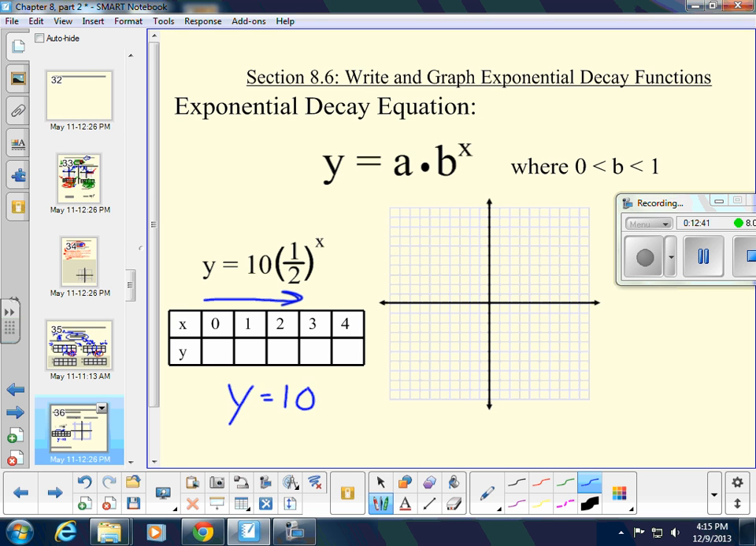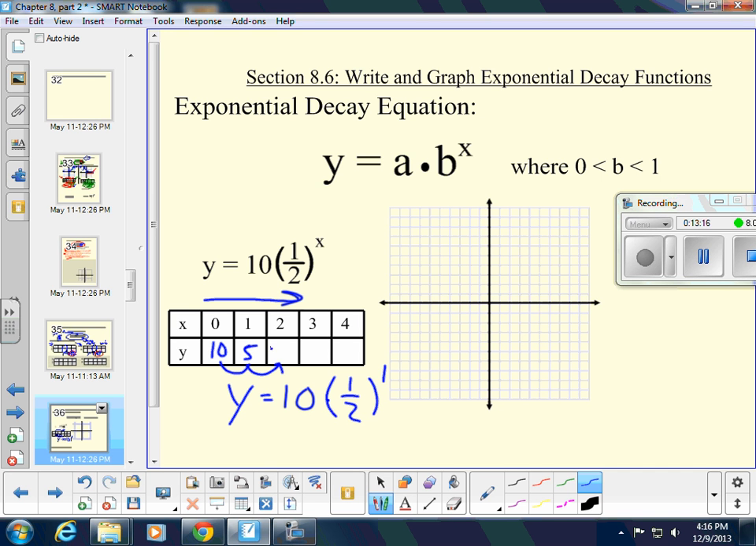So y equals 10 times 1/2 to the x power. Well, in this case, if x is 0, anything to the 0 power is just 1. 10 times 1 would just give me 10. So 0, 10, my first point. If I plug in 1, the nice thing about having 1/2 as my decay factor is that I'm just going to take half of the previous number every time. So if I put 1/2 to the first power, it's just a half, times 10 gives me 5.